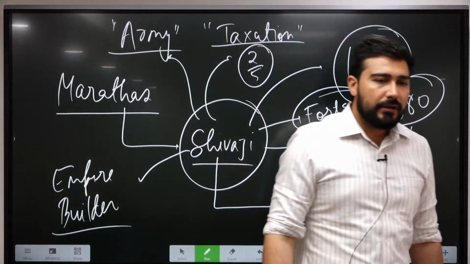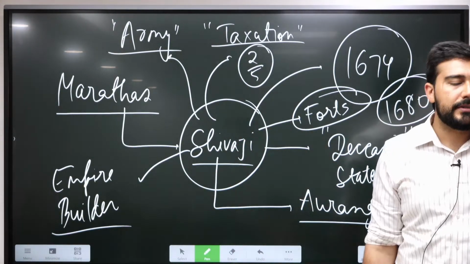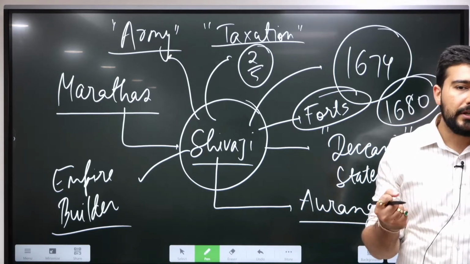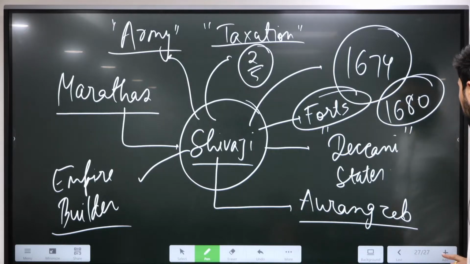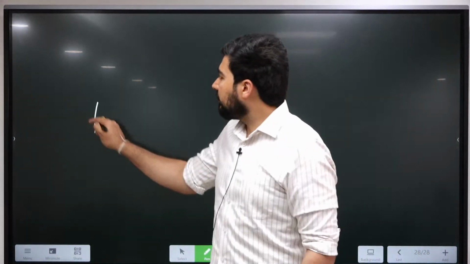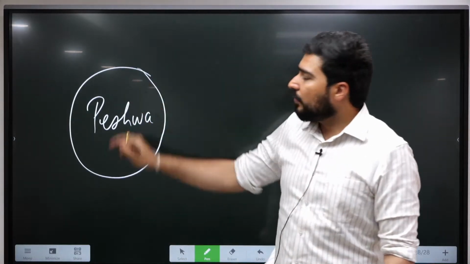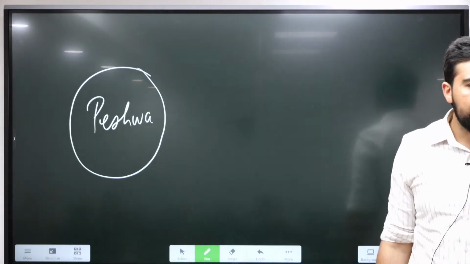Not as much competent. As we have just discussed, Shambhaji was executed by Aurangzeb in 1690. And thereafter, we see very weak kings with very weak character. So, this was the time when the Peshwas, or the prime ministers, took power in their hands.